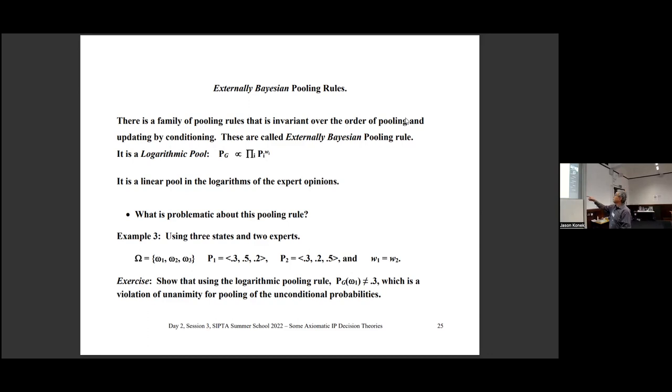So, for example, if you had P1 over three events, 0.3, 0.5, 0.2, and P2 as 0.3, 0.2, 0.5, where the last two have been commuted and the first one is the same, and you use equal weights. If you do the logarithmic pool, though they agree on 0.3, the log pool will change the 0.3 into something else, because when you normalize it.